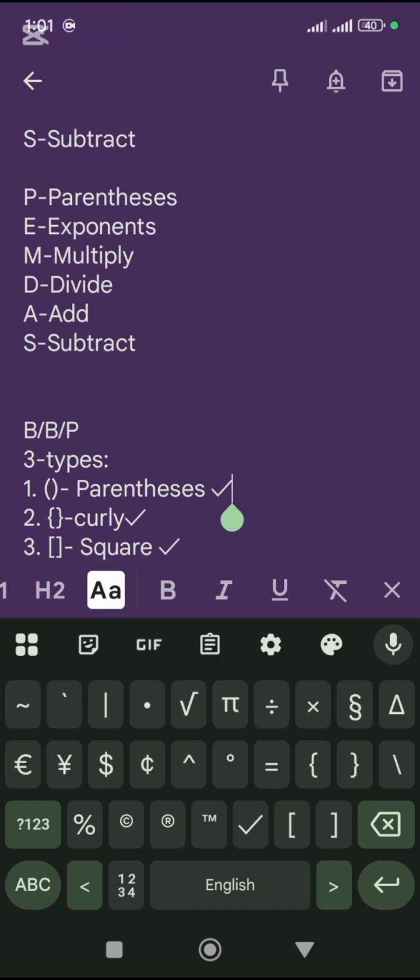So in cases like that, the first thing you solve is the operations within the parentheses, then the operations within the curly bracket, and finally within the square bracket. If you find 2, you start with this one followed by this one. If you find 3, you start with this one followed by this one, then this one.